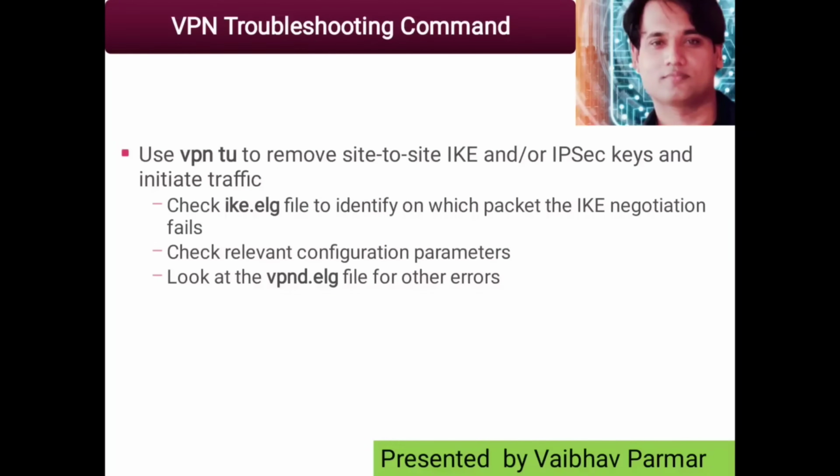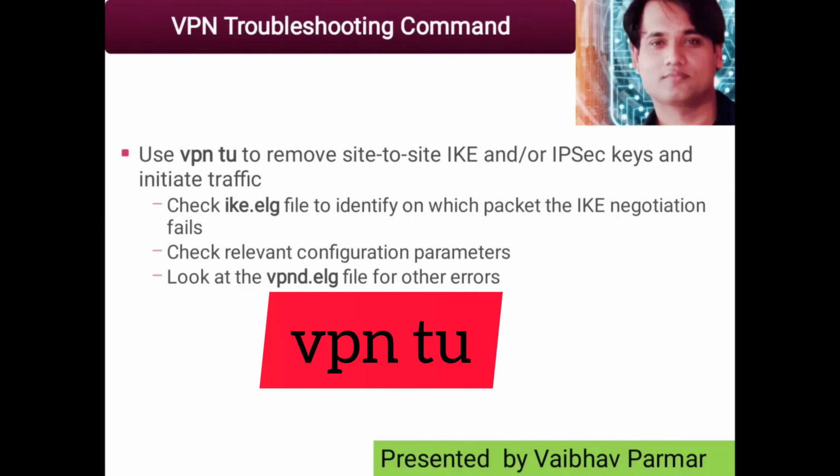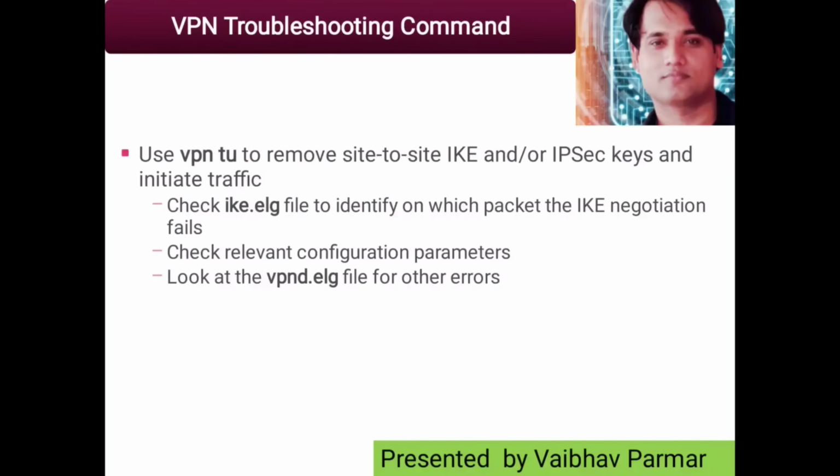We can use the vpn tu command to remove site-to-site IKE and IPsec keys and initiate traffic across the tunnel. This should place useful information into the IKE.elg file. In the new IKE.elg file, if you can identify on which packet the IKE negotiation fails, you can check the relevant configuration parameters and correct them accordingly.